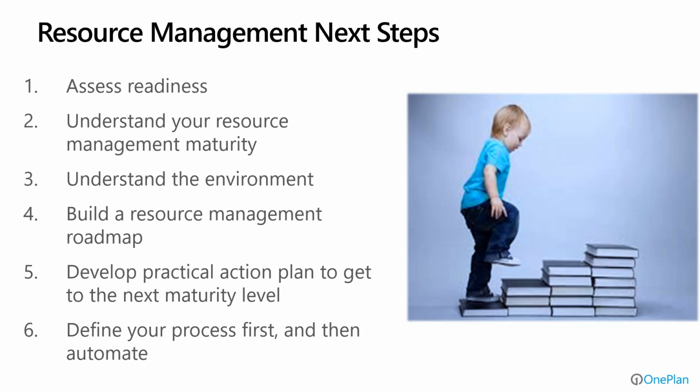Understand the environment, the culture that you're in, and what can be actually accomplished today versus what's going to be a longer term aspiration. Build a resource management roadmap and then develop a practical action plan to get to that next maturity level. It's about progress, it's not perfection. And then define your process first and then automate it. We don't want to automate something that isn't realistic or try to automate something that doesn't yet exist.